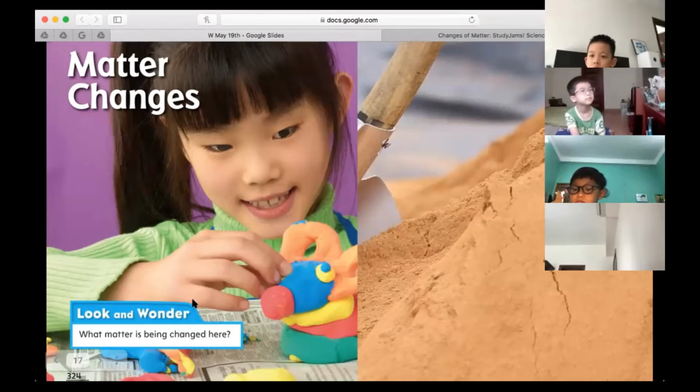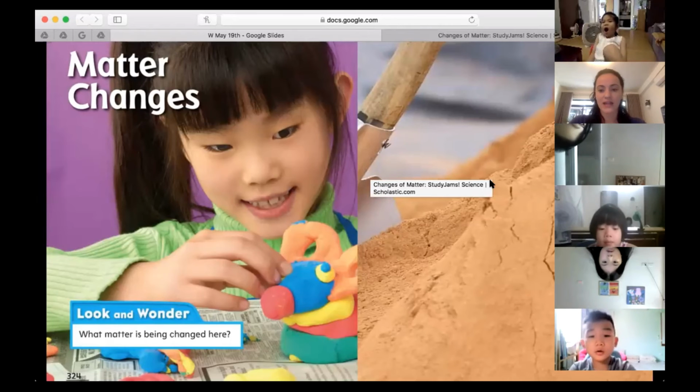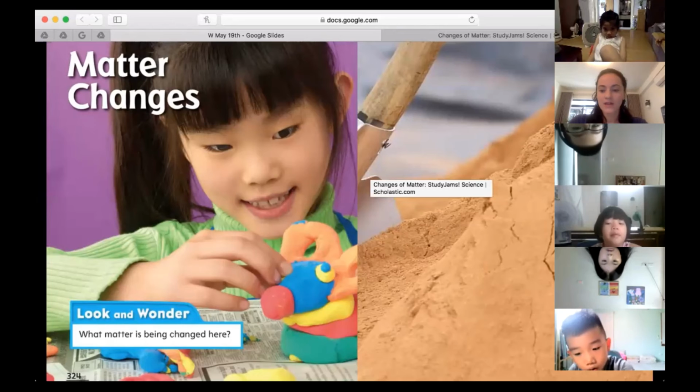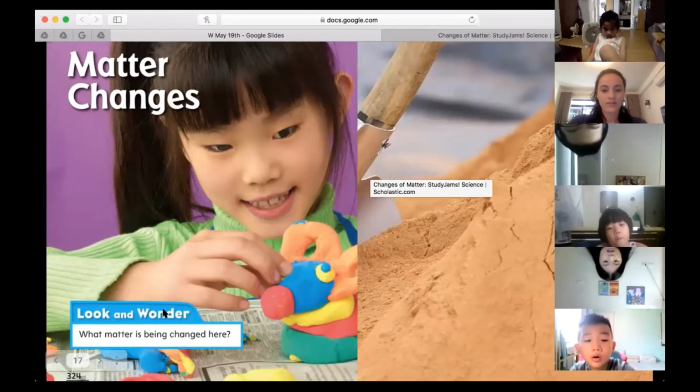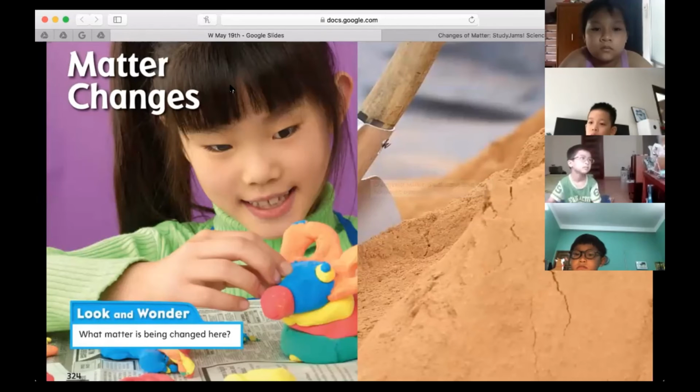Matter changes. What's being changed here? Look at the picture. What is she changing about the clay? Pasta, what is she changing about the clay? She is changing its shape. Excellent. And Bunny, is changing shape a physical change or a chemical change?